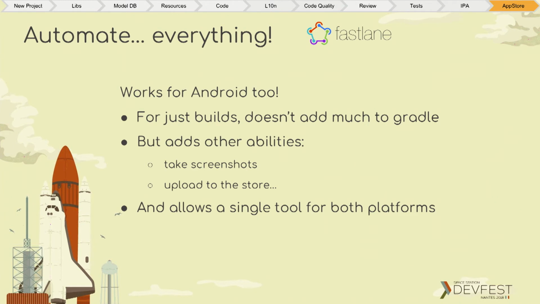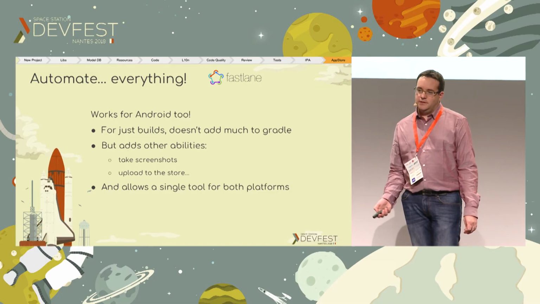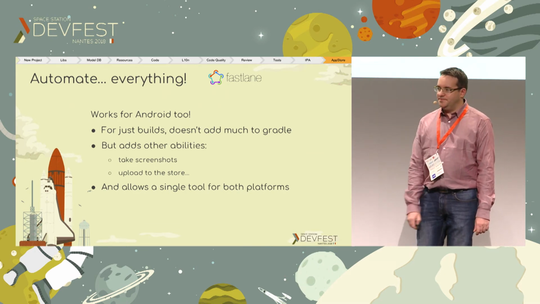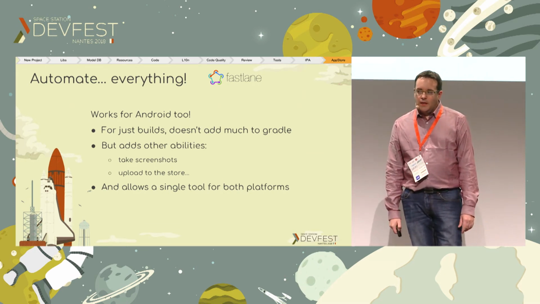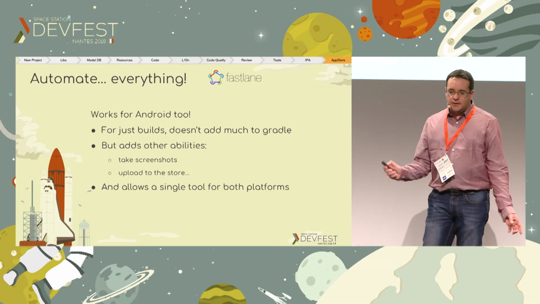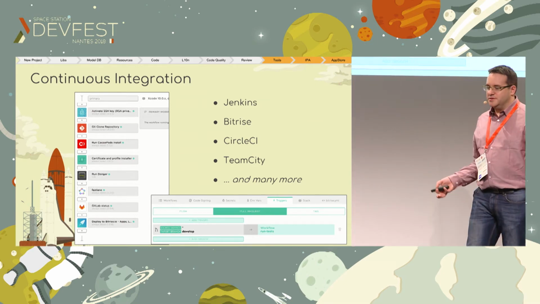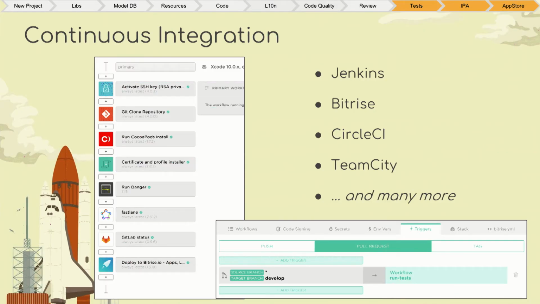So if you just generate code but never do deliveries to the Play Store, maybe you will stick with Gradle. But if you're responsible for uploading all your binaries to the store, even for Android, Fastlane can be useful for you. And of course, last but not least, I wouldn't have a talk about automation without talking about continuous integration.